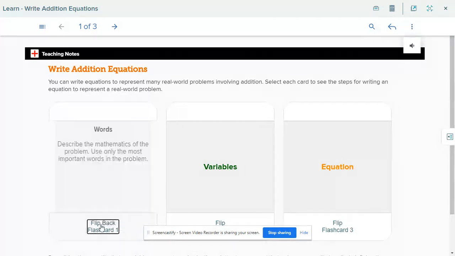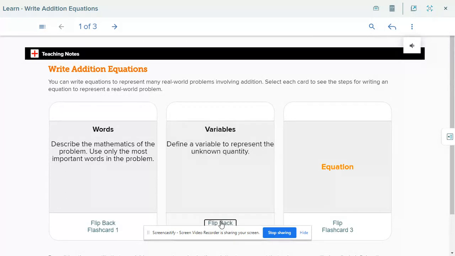So for words, they describe the mathematics of the problem. Use only the most important words in the problem. Variables: define a variable to represent the unknown quantity. An equation: translate the words into an algebraic equation. Describing the quantity that a variable represents and selecting a letter to represent the unknown quantity is called defining the variable.